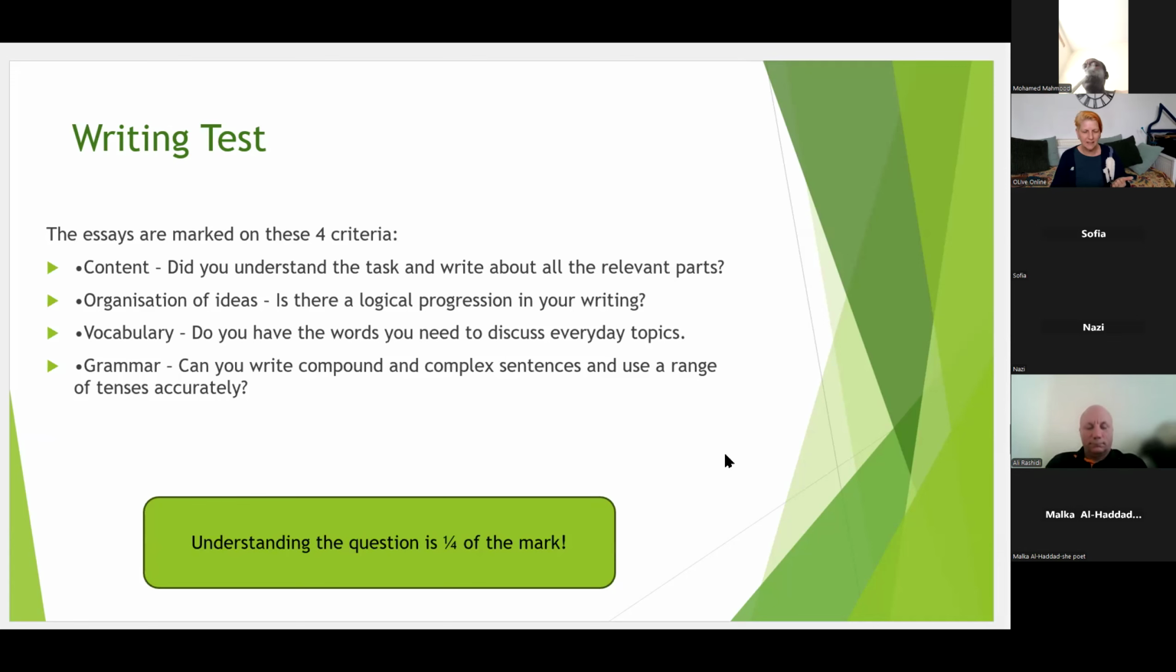These are the 4 things that you are marked on. Content. Did you understand the task and write about all of the relevant parts? Organization of ideas. Is there a logical progression in your writing? Are your paragraphs clear and focused?